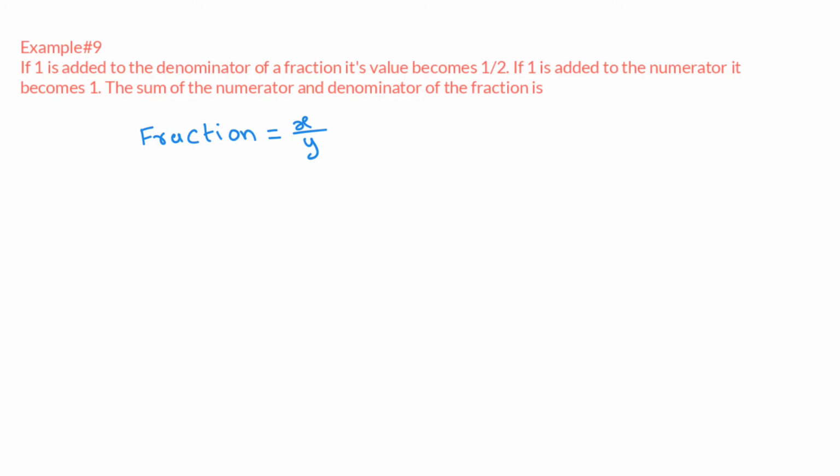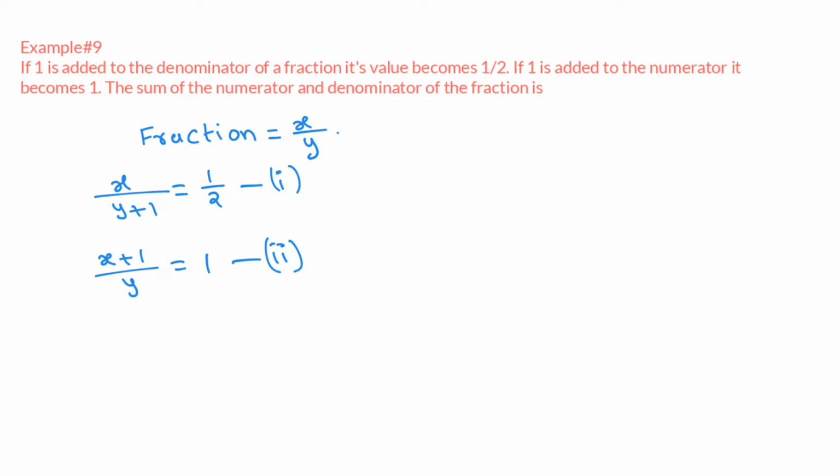In the first part, it is given that on adding 1 to the denominator of this fraction, the fraction value becomes 1 by 2. So I'm taking x over y plus 1 is equal to 1 by 2 as our first expression. In the second part, it is given that if 1 is added to the numerator, then the fraction value becomes 1. So I'm taking x plus 1 over y is equal to 1 as my second expression.